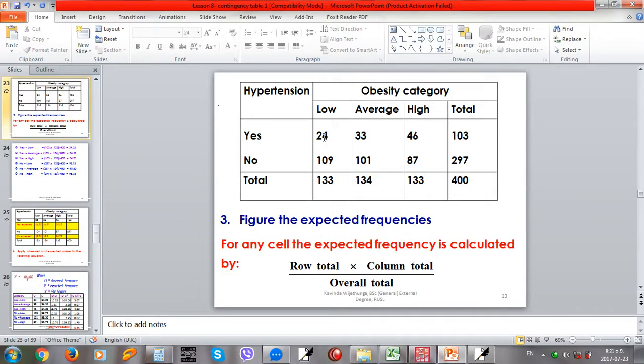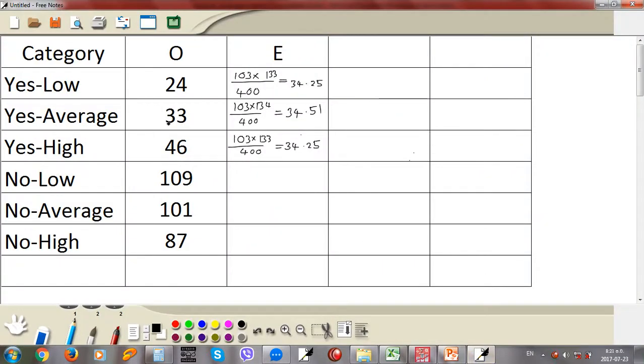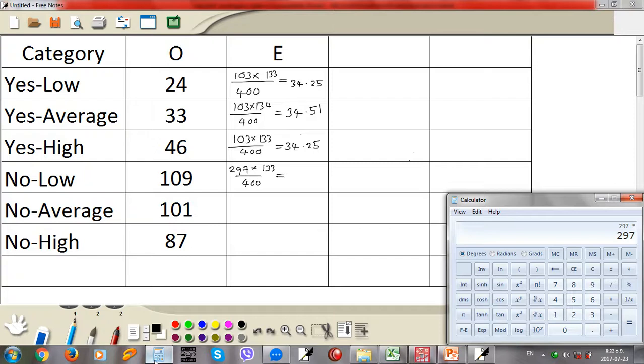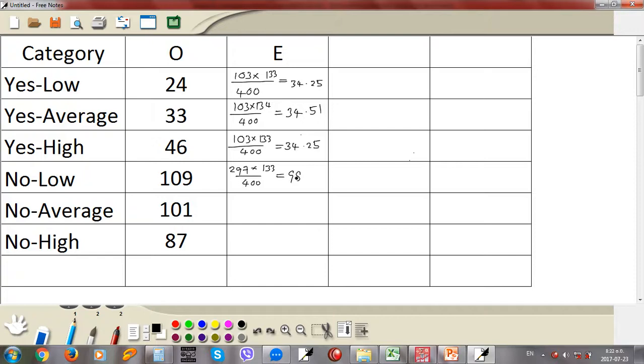Now we will consider 109. 109 means this one. Row total is 297, column total 133, then 297 multiplied by 133 divided by 400. Then we can find the expected value, that is 98.75. So now we will consider 101.